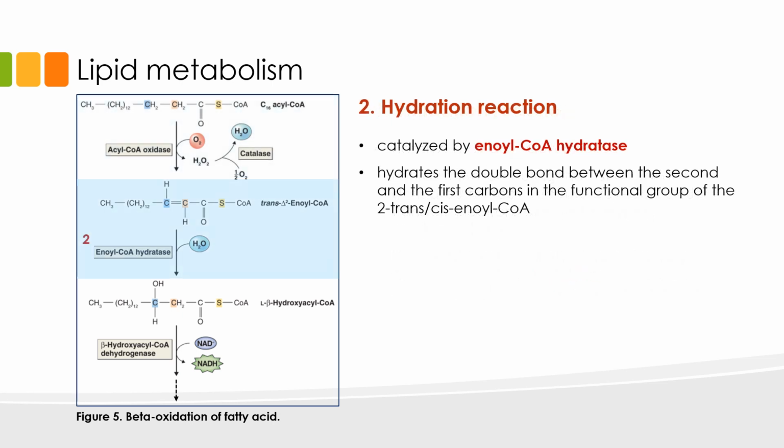The second step in the beta oxidation process is the hydration reaction. This is facilitated by another enzyme known as enoyl-CoA hydratase. In this step, a water molecule is added between the beta and the alpha carbon. With the addition of water, a hydroxyl group is now attached to the beta carbon, and the alpha carbon is again saturated with hydrogen atoms. This product is known as hydroxyacyl-CoA.